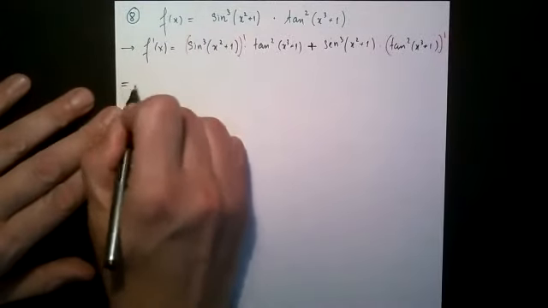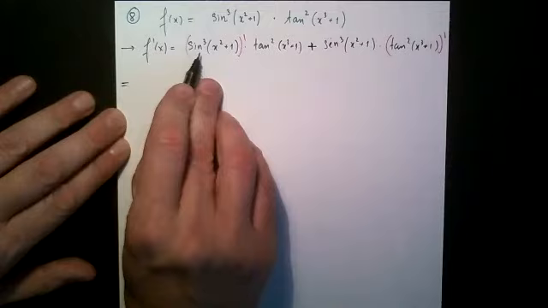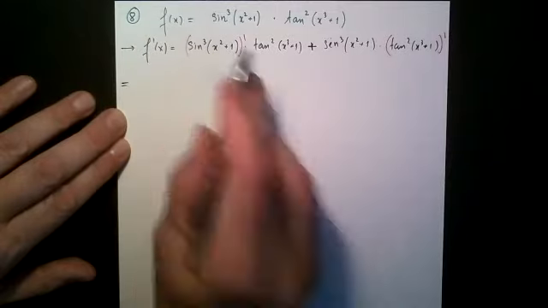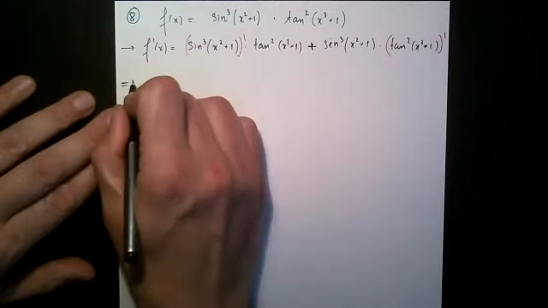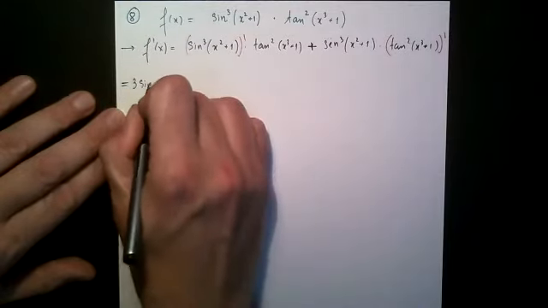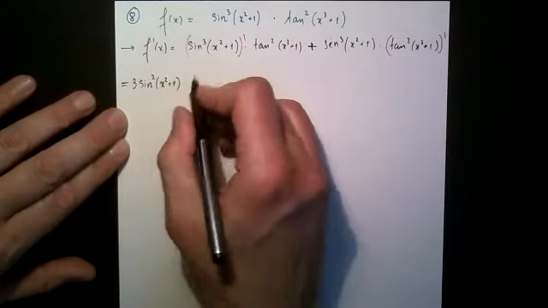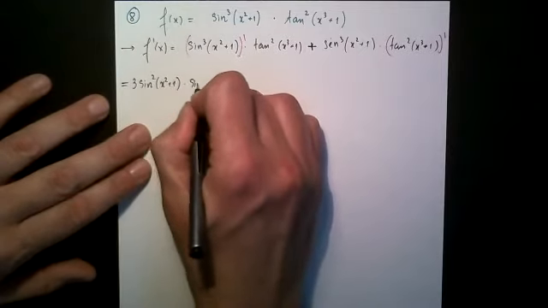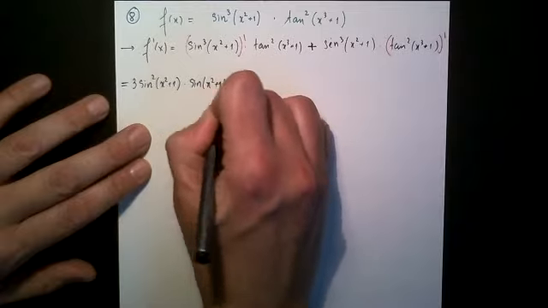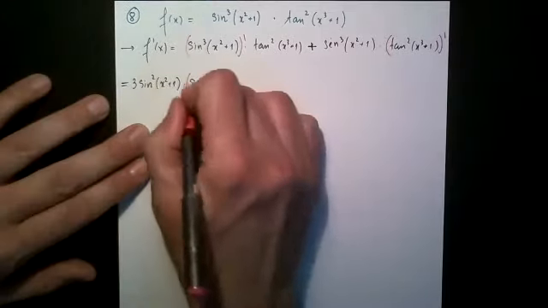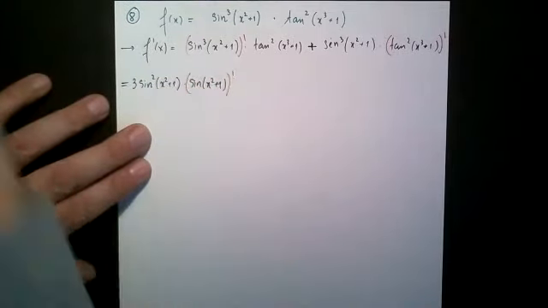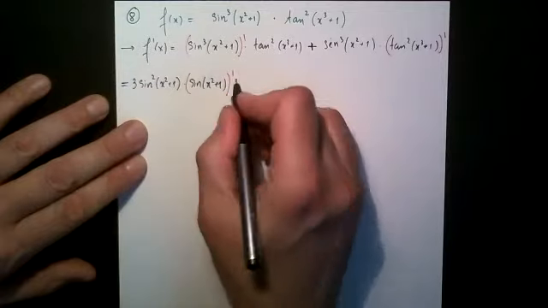So equals, I'm going to start here because I think I'm going to need space. So the derivative of sine cubed, we've done a few of these. So it's 3 times sine squared of x^2 plus 1 times the derivative of sine of x^2 plus 1. Okay, so this is for this guy.